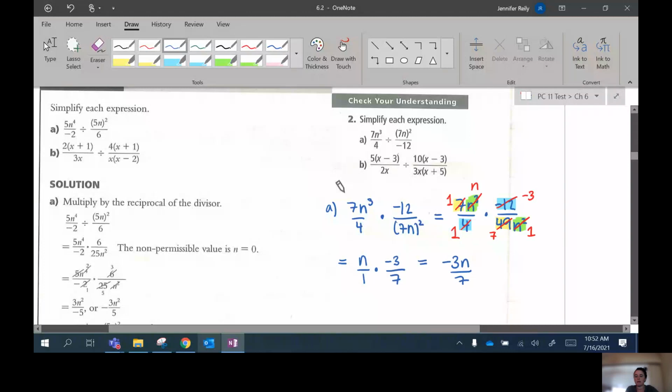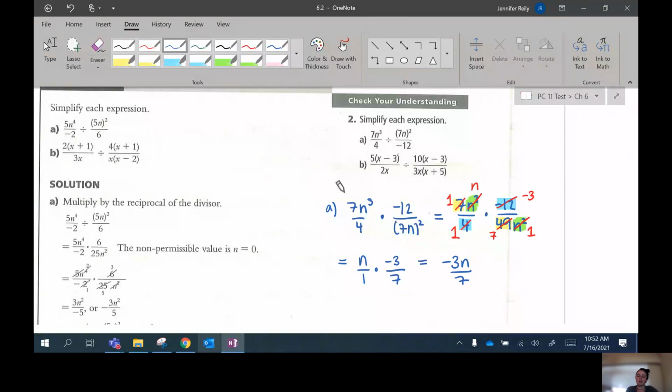And 1 times 7 is 7. Let's write our non-permissible values. Actually, I've been a little bit lazy and have done these at the end. You should be doing them right at the beginning just because then you can see everything.